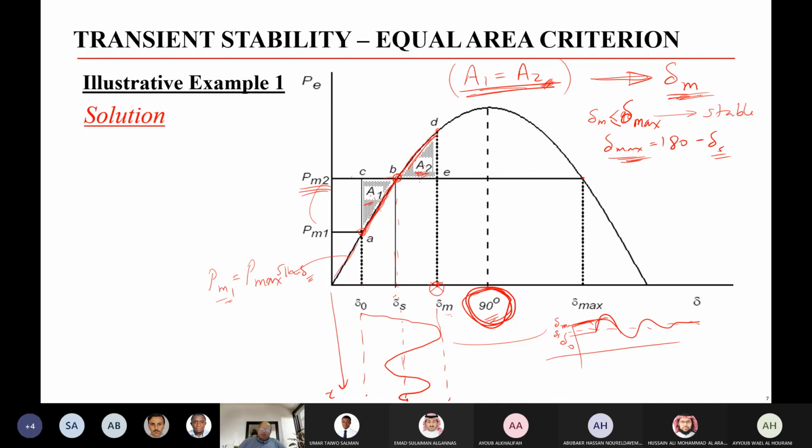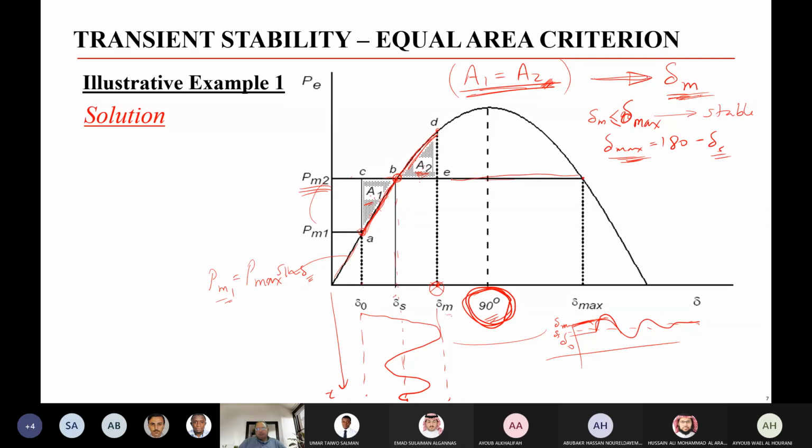Now, the question is here: assume that we have an acceleration area here. Do we have enough deceleration area to compensate for the acceleration or not? The maximum deceleration area that you can have is where you have B electrical greater than B mechanical.